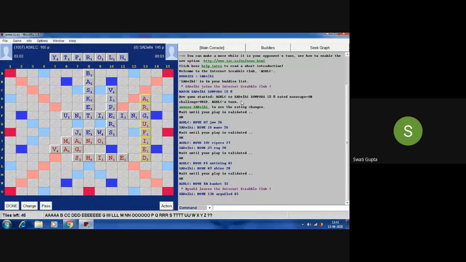Now, guys, you can see my rack. It's full of consonants. Only one vowel is there. So now our strategy will be to use the maximum consonants and make it a balanced rack. Anybody can help me out? How can we make a word using maximum consonants? So you have a Y which you can put at the end of things and try to convert them into something.